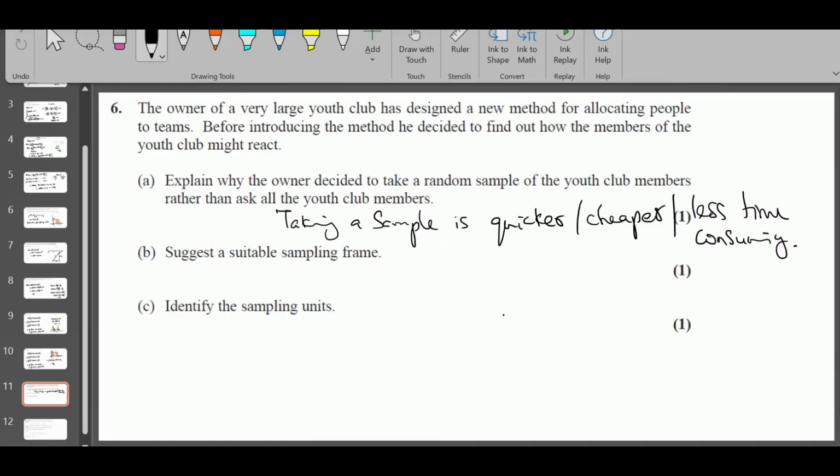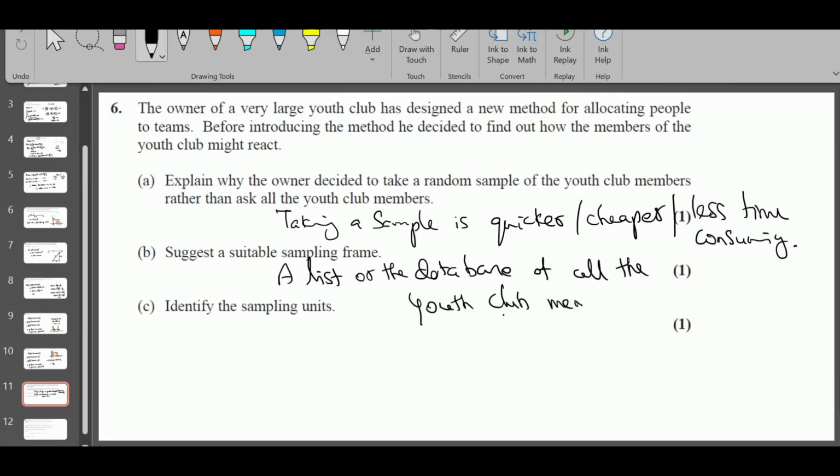Suggest a suitable sampling frame. Sampling frame means a list containing the youth club members, the names or if they have some roll number or something. So a list or the database of all the youth club members. What is a sampling unit? Sampling unit is every member actually. Every member is a sampling unit.